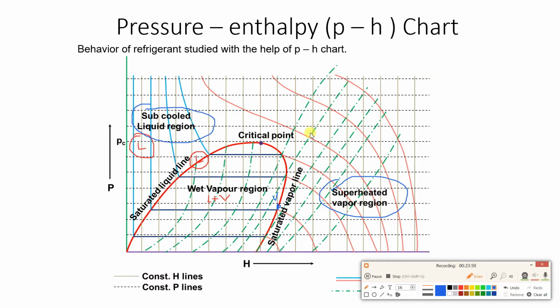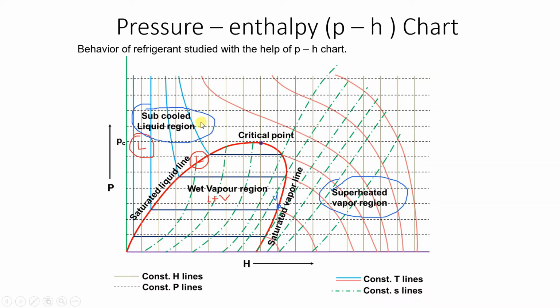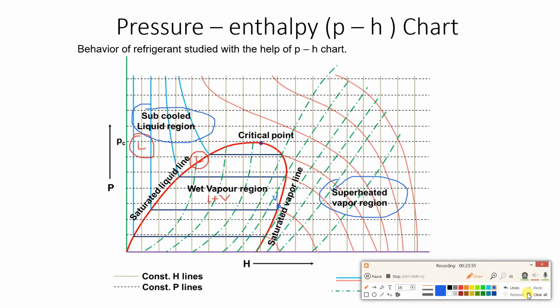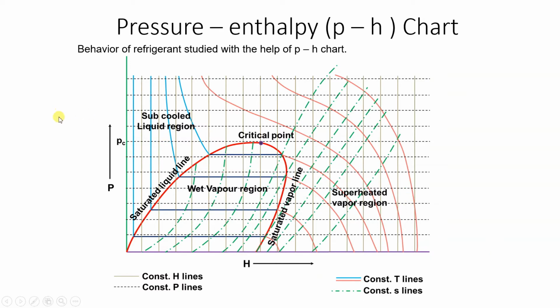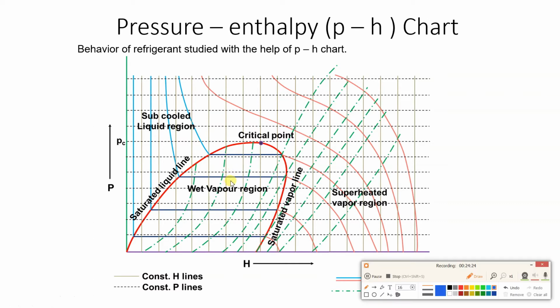Now understand the different curves on this pH diagram. So we will start with the axis part. If you draw a horizontal line on this pH diagram, it will indicate pressure. If you draw a vertical line on this pressure versus specific enthalpy diagram, this is small h, it will indicate specific enthalpy. So this vertical line will be a constant enthalpy line.